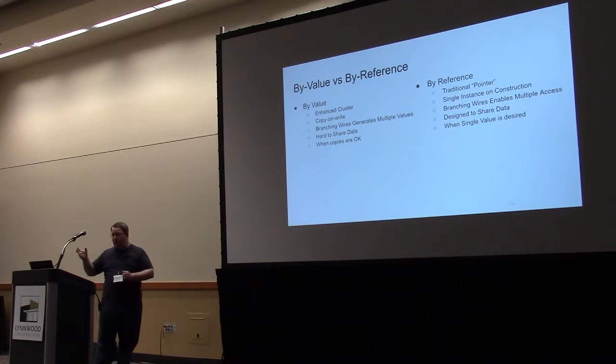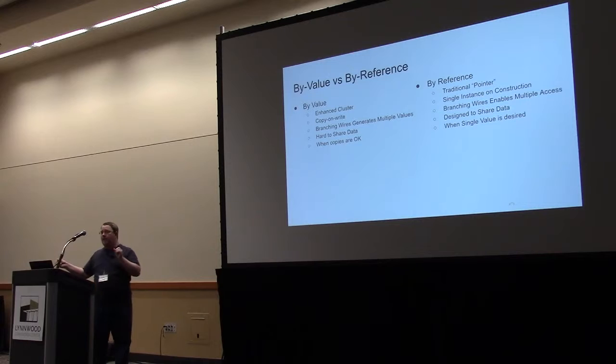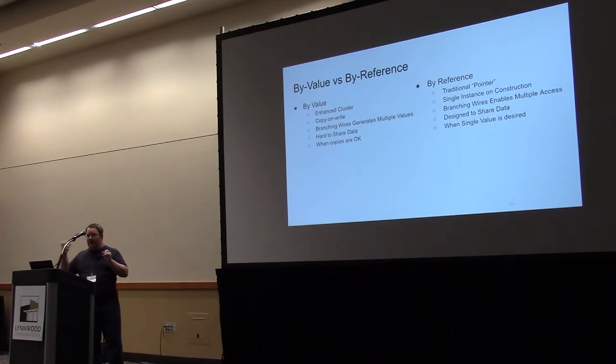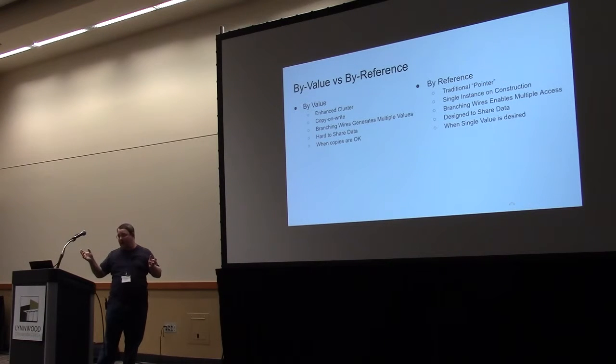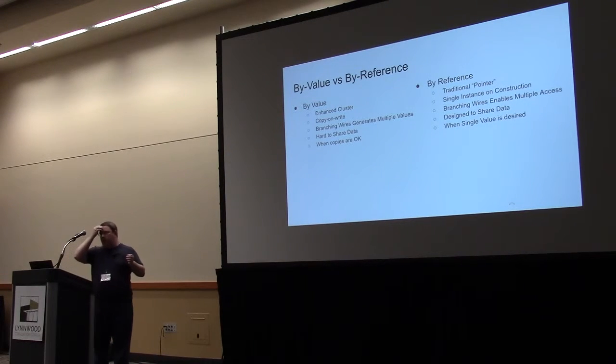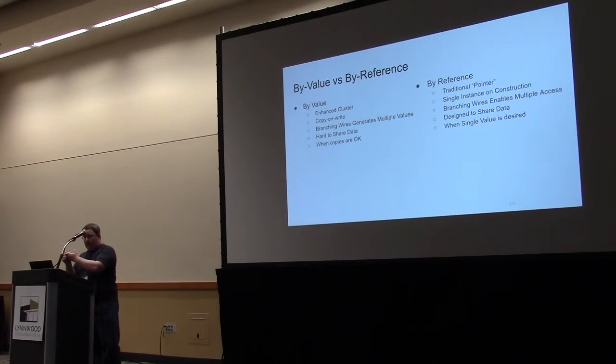You construct them, you get one, you construct another, you get another. You don't get another copy just because you branch the wire. Every time you branch the wire to by reference, you share access to it. So multiple people can access it instead of all getting multiple copies, separate copies. You use this just like any time you would want something like a file or a queue or a control reference. When there's one thing that exists and you need multiple people to be able to access it, when you need to share that data.